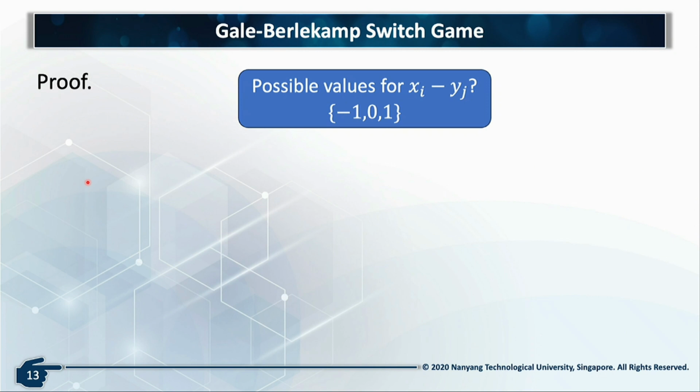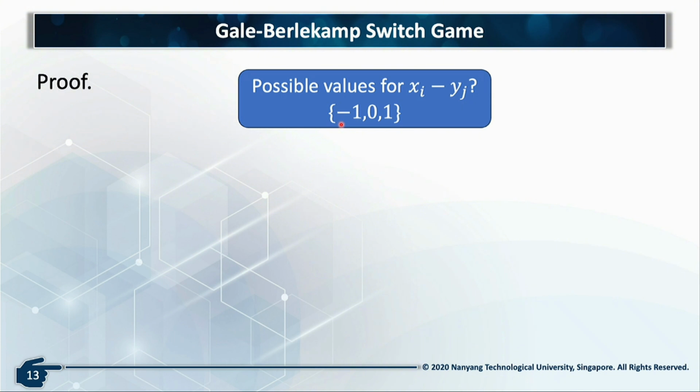We note both xi and yj are binary variables, right? That means the possible values for xi and yj are 0 or 1. Then the difference of these two binary variables can only take the value of -1, 0, or 1, right? If xi and yj take the same value, then this difference is 0. If xi is 1 and yj is 0, the difference is 1. If xi is 0 and yj is 1, then the difference is -1. So you see, the only possible values for this difference are -1, 0, or 1.